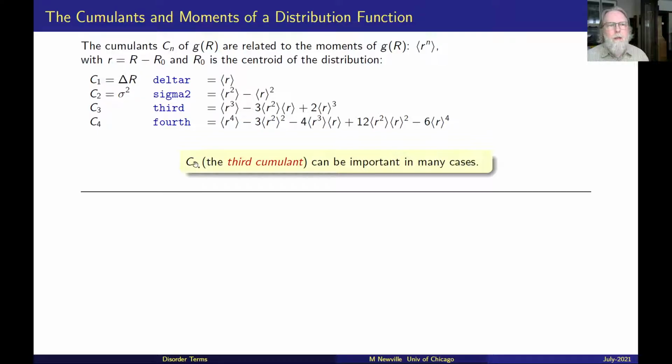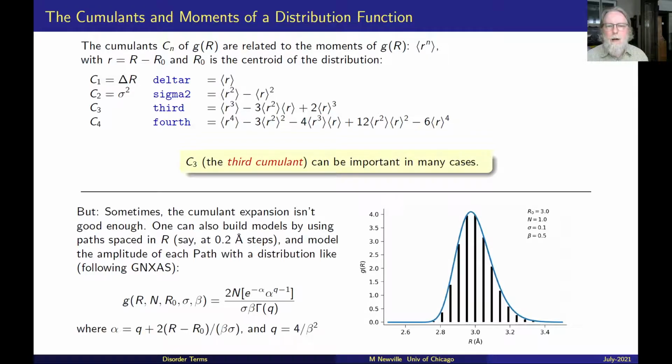In general, we find in the XAFS literature and the XAFS community that the third cumulant can be important in many cases. The fourth cumulant is available in the programs, but it's hardly ever actually useful. What we find more common is that if the cumulant expansion doesn't work, if the structure is disordered enough that adding a third cumulant isn't good enough, then you want to go to doing something more complicated, or build a model for what G of R is directly.